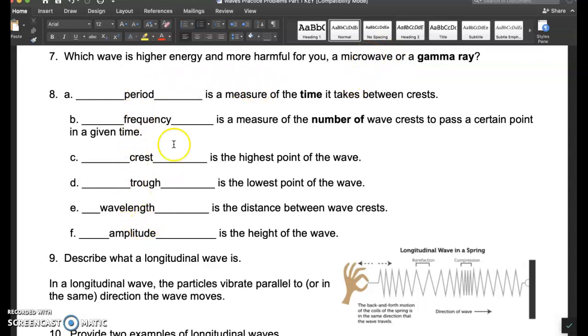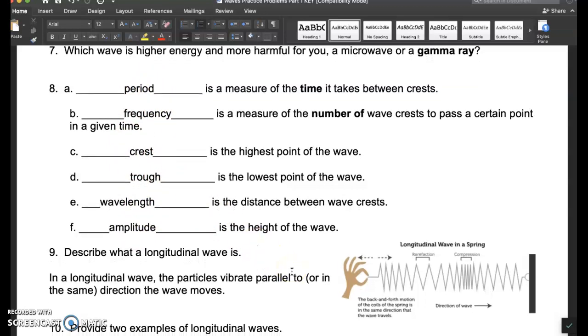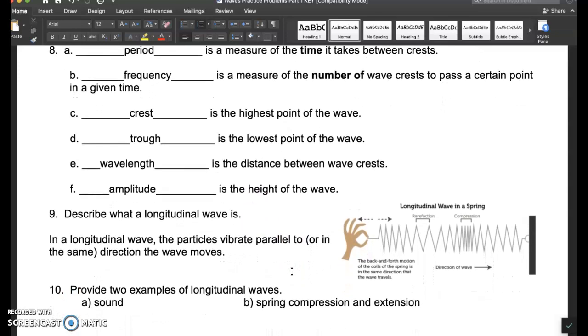Here we just have some vocab, so I'll just let you pause and look at these if you need to. Just double check your answers. I'm not going to spend time walking through each of those.